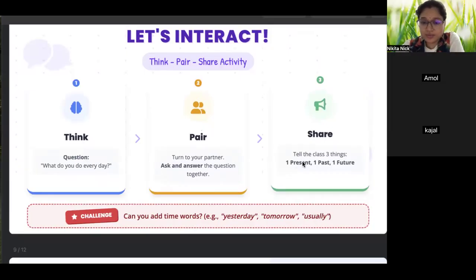What do you do every day? I make dinner every day. Very good. Now tell me in the past tense. Same sentence, past tense. Make, made. I made dinner yesterday.